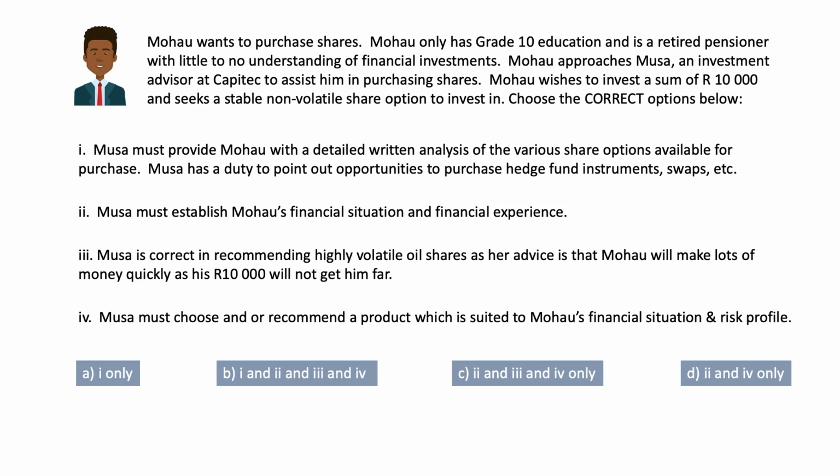The correct answer is option D. Statements 2 and 4. Statement 1 and 3 are not correct because Musa should be considering that Mohau is retired and not educated in financial investing, and therefore it would not be appropriate to provide Mohau with such risky options.